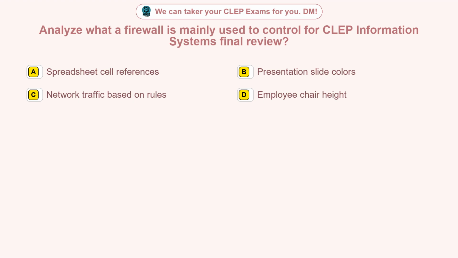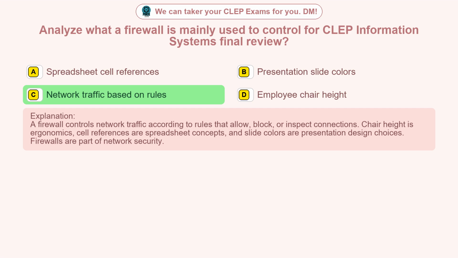Question 48. Analyze what a firewall is mainly used to control for CLEP Information Systems final review. Option A. Spreadsheet cell references. Option B. Presentation slide colors. Option C. Network traffic based on rules. Option D. Employee chair height. The correct answer is option C. Network traffic based on rules.